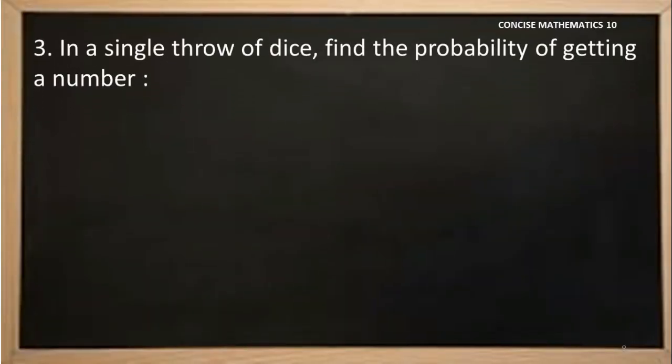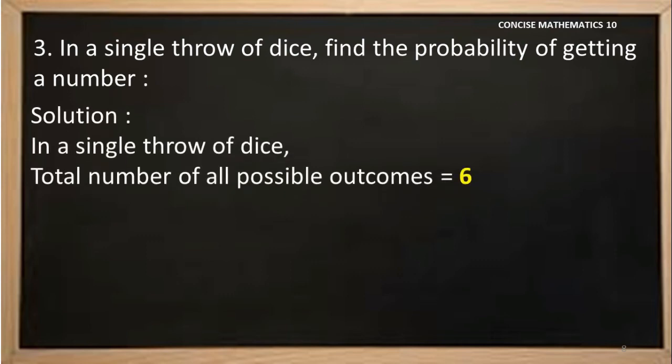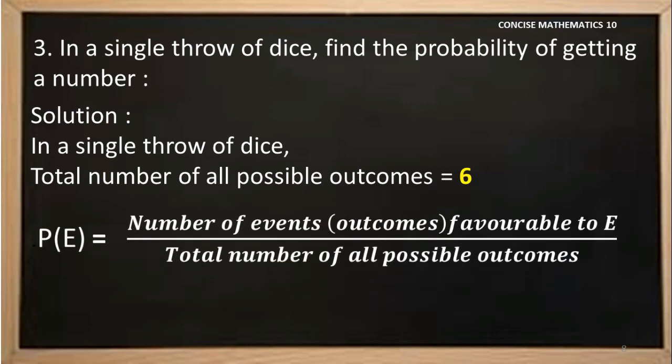Sub question number 3. In a single throw of dice, find the probability of getting a number. In the last video, we discussed the possible outcomes when a dice is thrown. So when you throw a dice, what are the possible outcomes? It is a number from 1 to 6. So the total number of all possible outcomes is 6. The formula is: probability of an event E is equal to the number of outcomes favorable to E, by the total number of all possible outcomes. So the total number of all possible outcomes is 6.